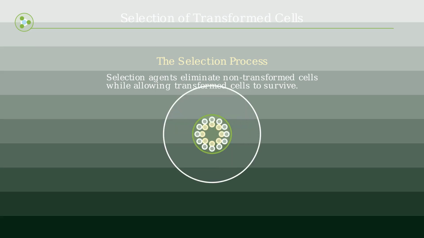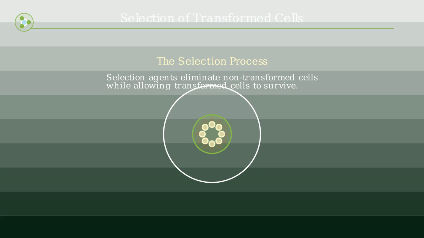After plant tissues have been infected with agrobacterium and co-cultivated, the next critical step is selecting cells that have successfully incorporated the transferred DNA. The selection process relies on antibiotic or herbicide resistance genes that are transferred alongside the genes of interest. These resistance genes allow transformed cells to survive in the presence of selection agents.